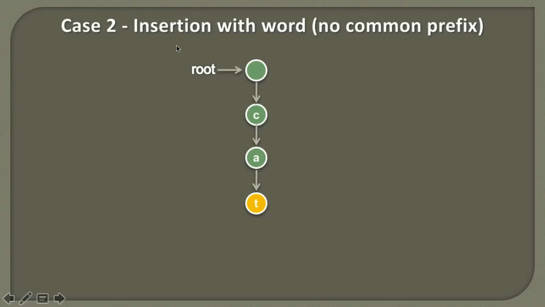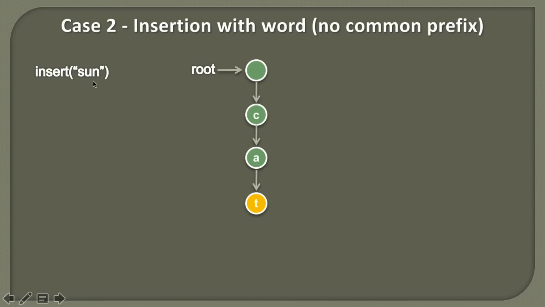Now friends, the second use case is when we want to insert a word into this trie, and this trie already contains many words, but the word which we want to insert has no prefix in common with them. So the new word which we are inserting is completely new to all the words inside this trie. So here let's suppose we want to insert sun. So here you can see that sun doesn't share any prefix with cat.